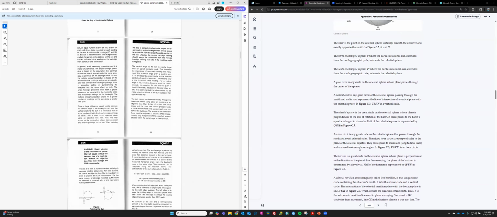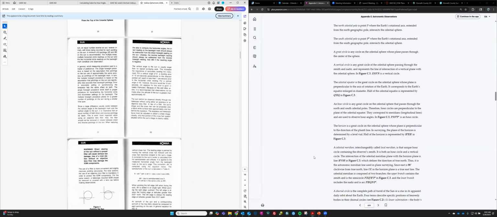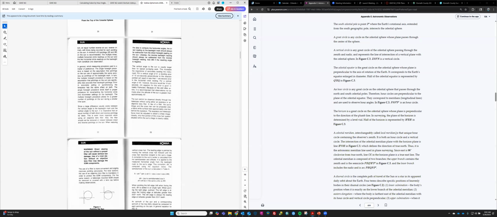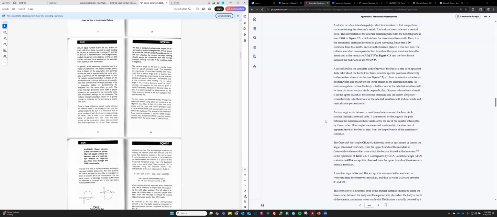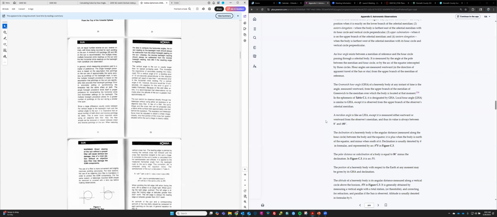And we have the horizon, a great circle on the celestial sphere whose plane is perpendicular to the direction of the plumb line. Celestial meridian, interchangeably called the local meridian, is a unique hour circle containing the observer's zenith. It is both an hour circle and a vertical circle. The intersection of the celestial meridian plane on the horizon is line OH in this figure. So we have this horizon, we have O here, right? All right, let's go see what else.